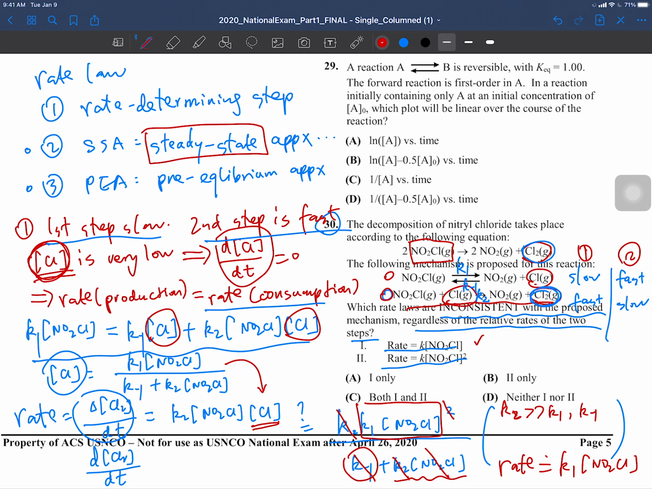What does it mean? It means the concentration keeps the same during the time. It does not change, right? So this is the example of how to apply the steady state approximation. Later we can further discuss when should we use steady state, when should we use pre-equilibrium, okay?